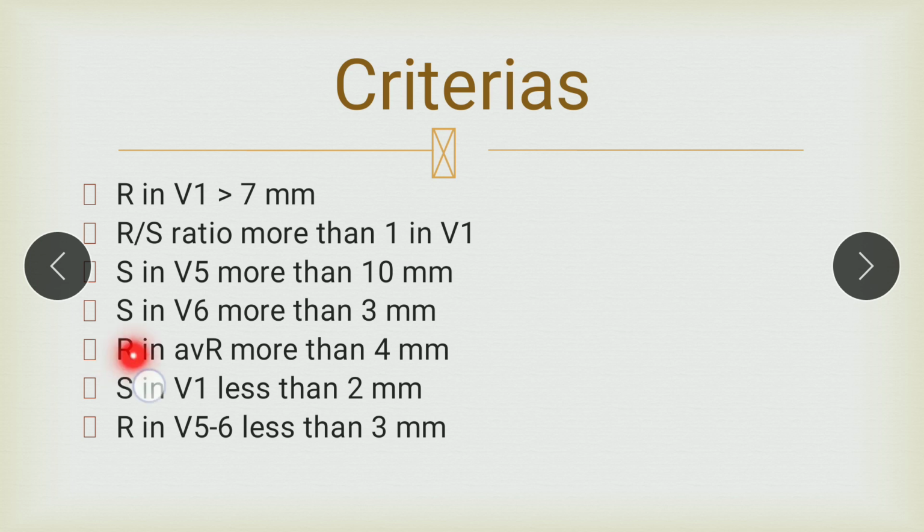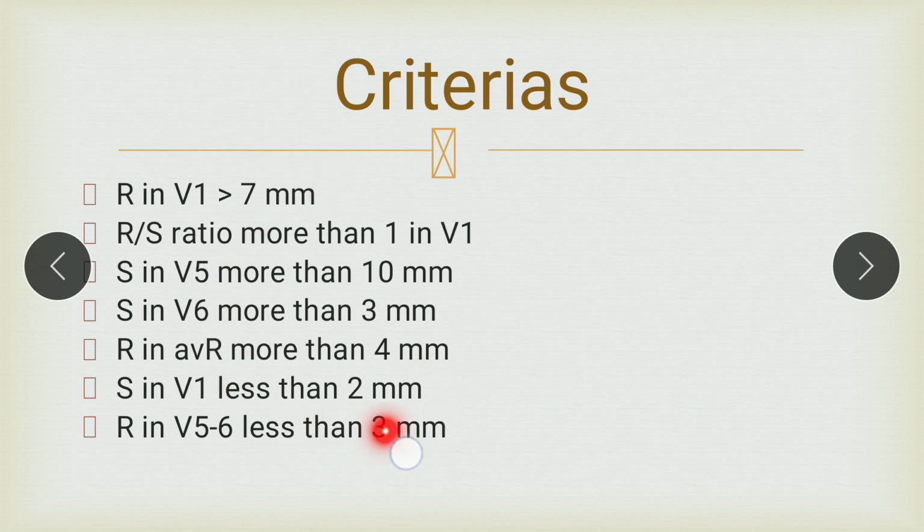The R wave in AVR will be more than 4 millimeter. We know that the R wave will be negative in case of AVR, but here the R wave will be positive, that is 4 millimeter. And the S wave in V1 will be very small. If it is less than 2 millimeter, it adds a point to the diagnosis.